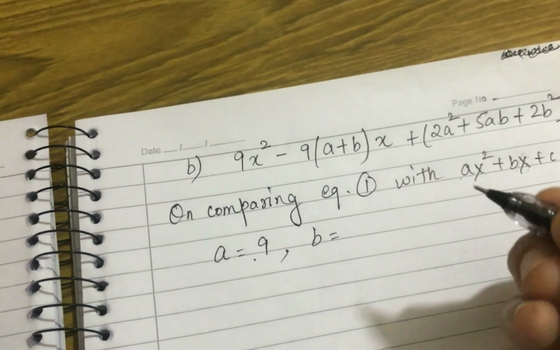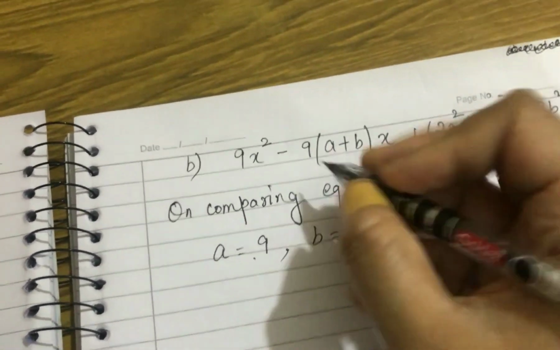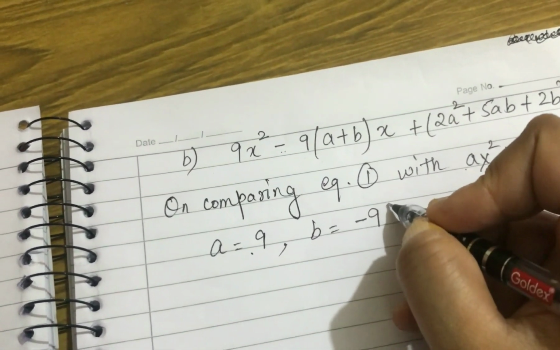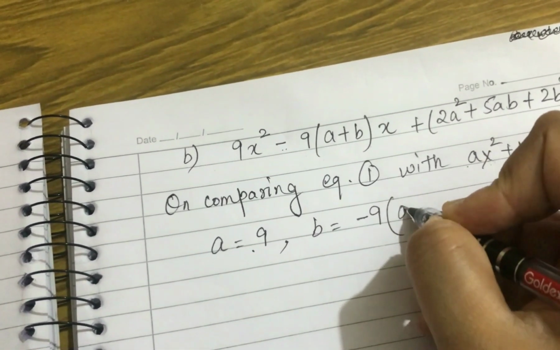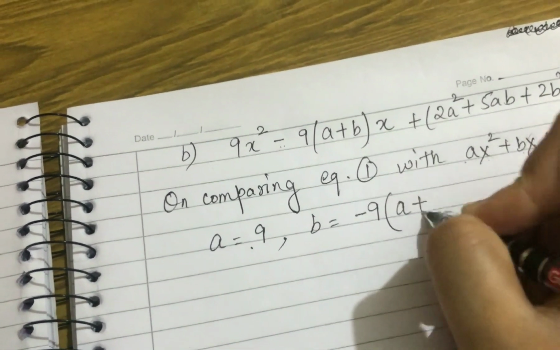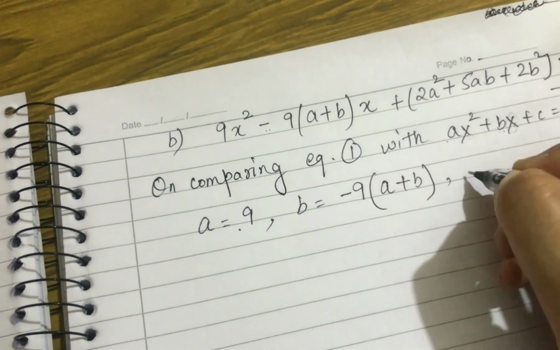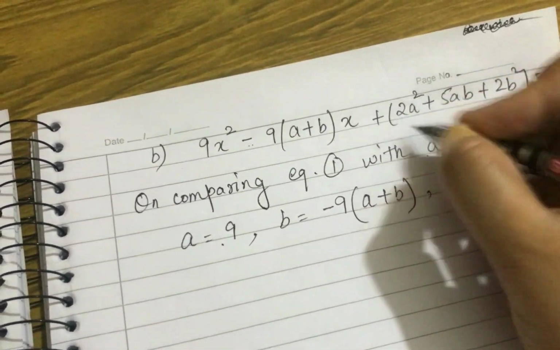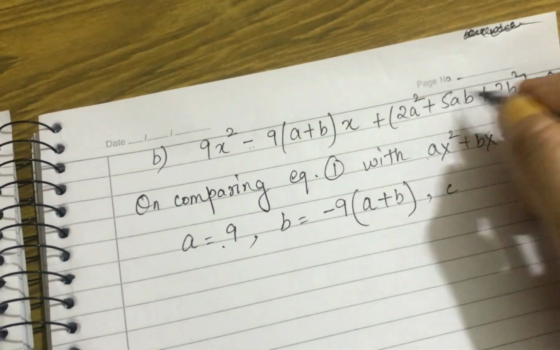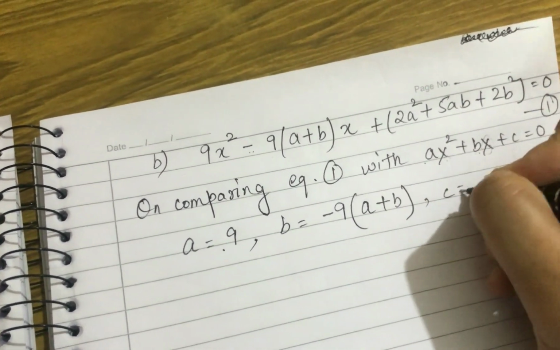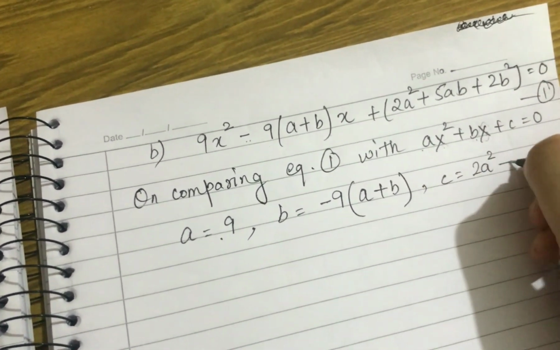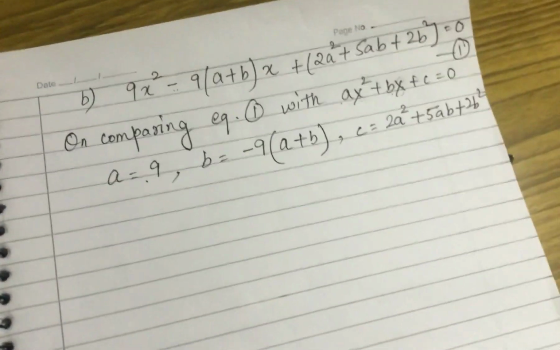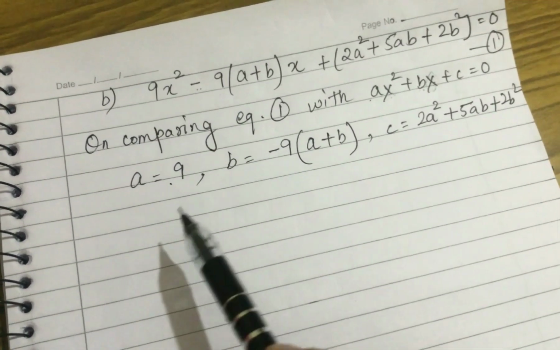The full coefficient of x will be minus 9 along with the sign. Don't make a mistake in writing the incorrect sign. Minus 9 comma bracket a plus b, and your c will be the term without x. So here is a full term, a trinomial without x. So this is the full value of c: 2a square plus 5ab plus 2b square. Now we have written the values of a, b and c.